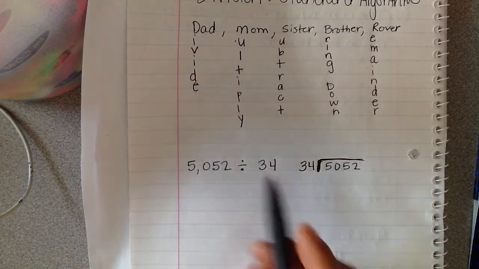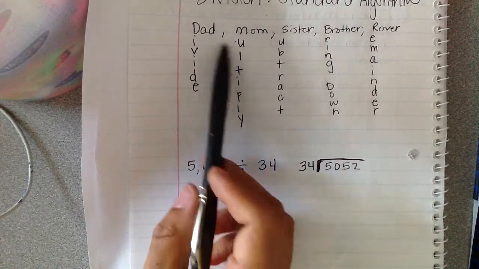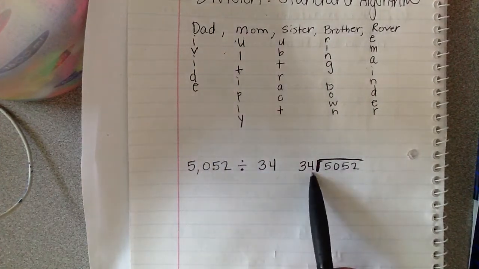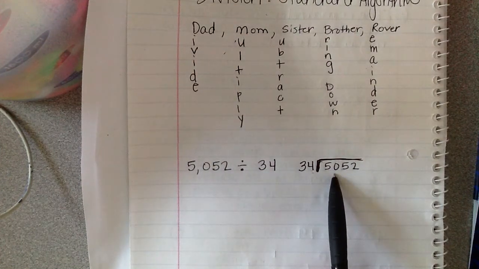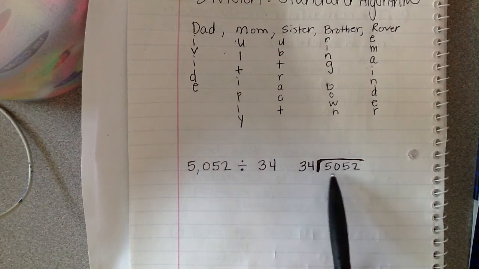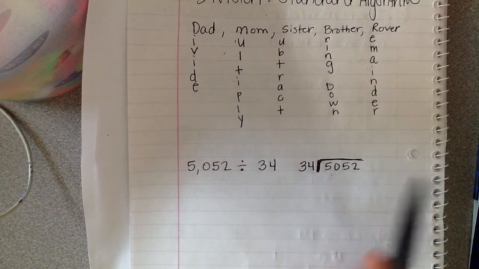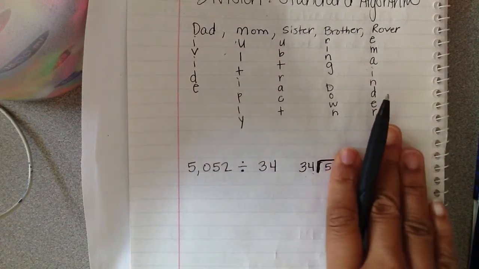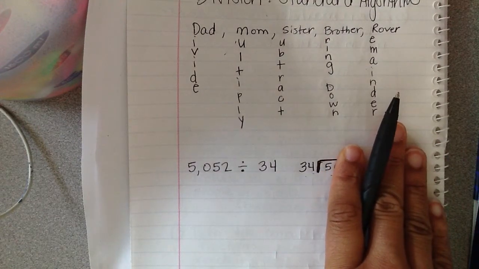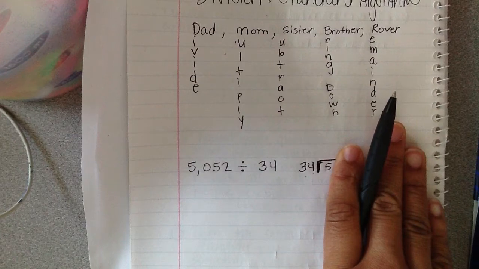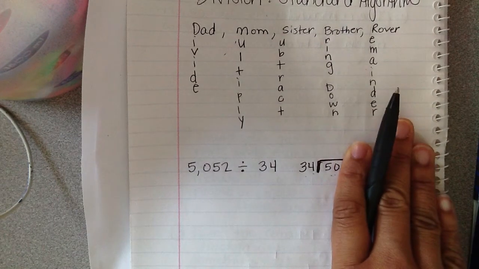Now my first family member is Dad, or divide. So I'm trying to divide 34 into 5,052. How many times will 34 fit inside of the number 5,052? Well, that's a really big number to consider, so I'm going to go place value by place value. First, I'm going to think, how many times will 34 fit into 5? Well, it won't, because 5 is too small. How many times will 34 fit into 50?